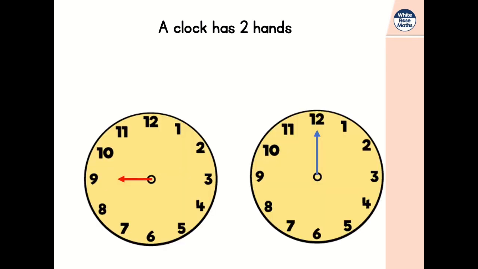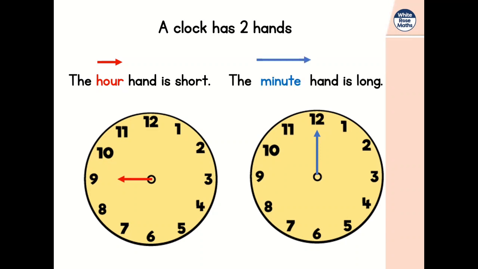Do you remember that we talked about a clock and we said that it has 2 hands? Do you remember what they look like though? That's right, they were arrows. Do you remember that the hour hand is short and the minute hand is long?